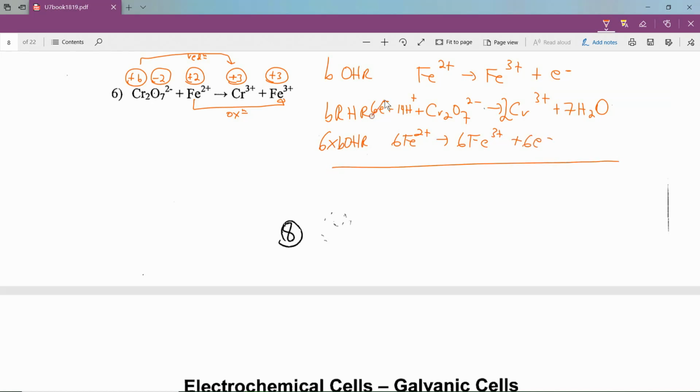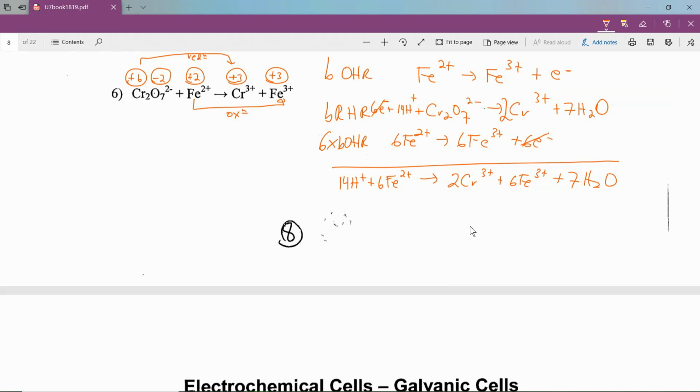Now I'm going to add them together, and we're going to see if anything else cancels out. No. 14 H+ plus 6 Fe2+ goes to what does that go to? 6 Fe3+ plus 2 Cr3+ plus 7 H2O. Try to keep it in the order in which the question was asked, and you put the H+ on the H2Os wherever they go, but on the extreme ends.